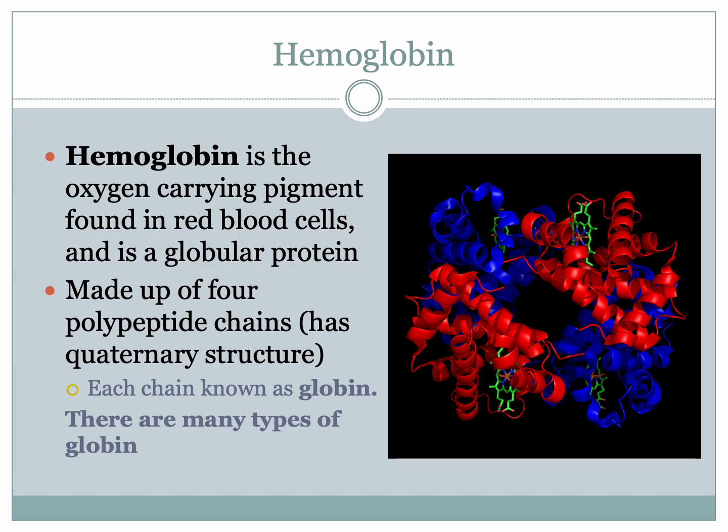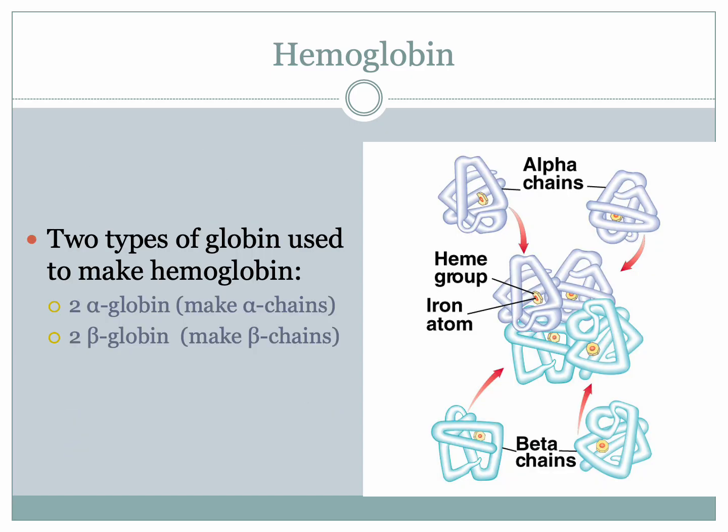Hemoglobin is the oxygen-carrying pigment found in red blood cells and is a globular protein. It's made of 4 polypeptide chains and has the quaternary structure. Each chain is known as a globulin, and there are many types of globulins. There are 2 types of globulin used to make hemoglobin. Hemoglobin is going to contain 2 alpha globulins, which make the alpha chains, and 2 beta globulins, which make the beta chains.